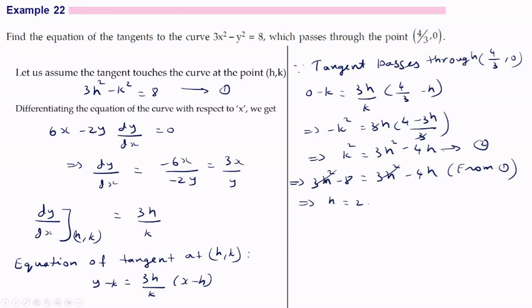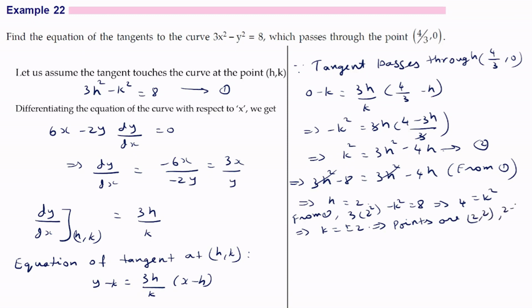So if we put h = 2 in this equation, we will get the two values of k, and we will get the points at which the tangent touches the curve. So from equation 1, 3 into 2² − k² = 8. This implies 12 − 8 is 4 equal to k², or we get k = ±2. This implies the points are (2, 2) and (2, −2). So these are the two points.